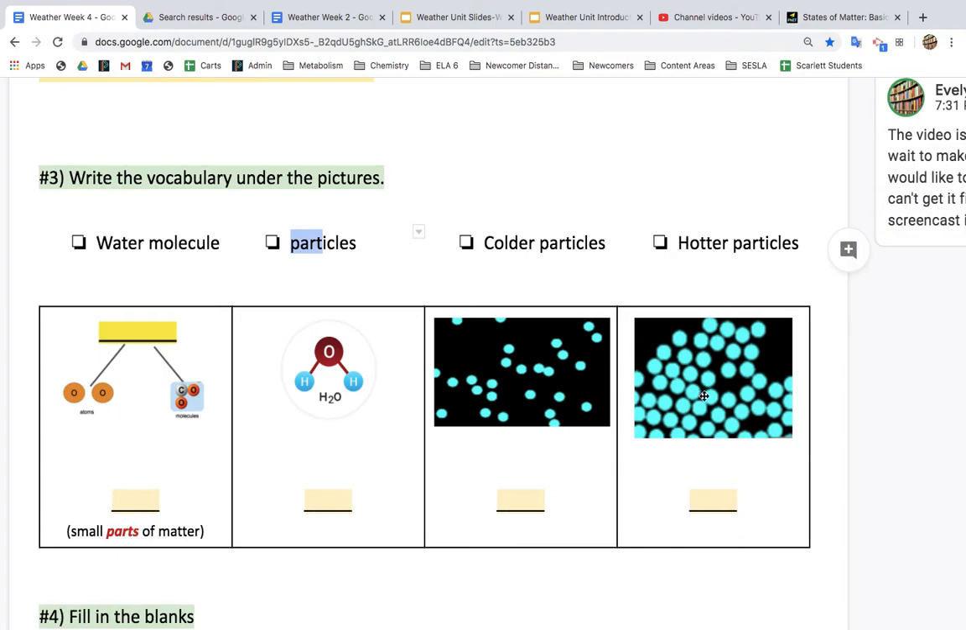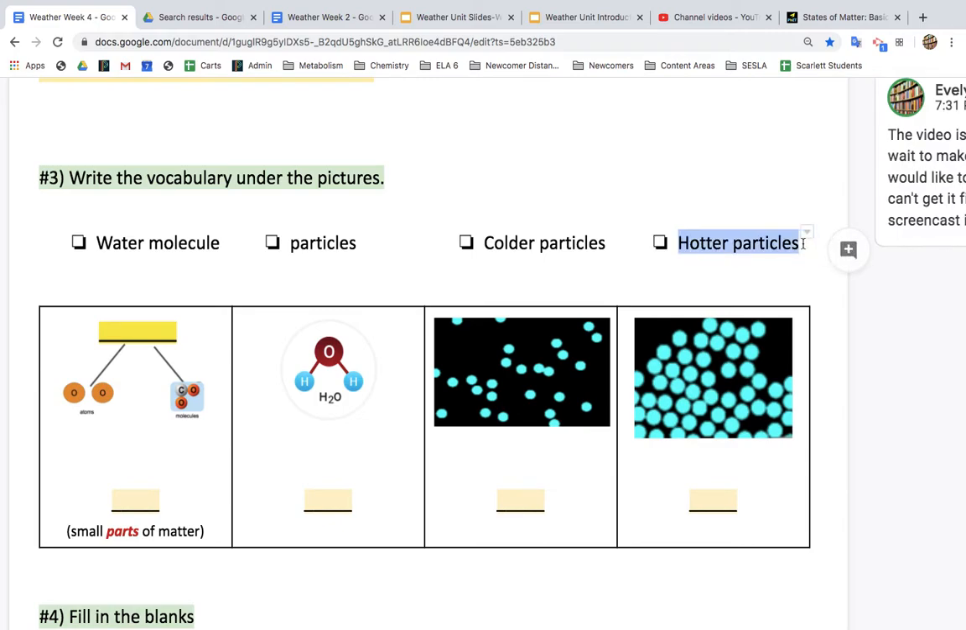Now here we've got two pictures of particles, and clearly one's going to be hotter and one's going to be colder. Remember that colder particles are closer together, and they move slower. So which one of these is colder? Write it here or here.